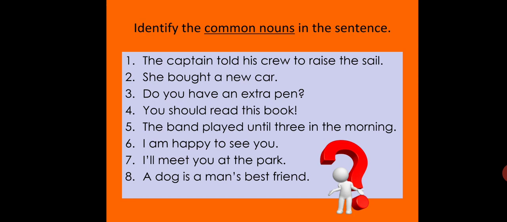All right. Do you have an extra pen? So pen. You should read this book. So book. The band played until 3 in the morning. So you have your band. Three and morning are also nouns, but they will not be categorized as common.